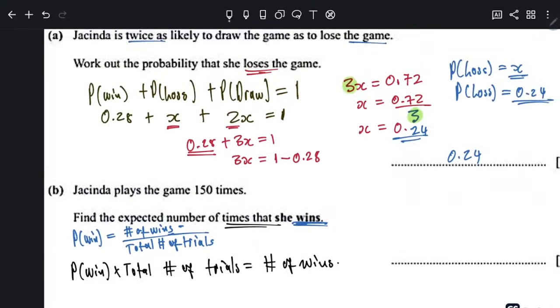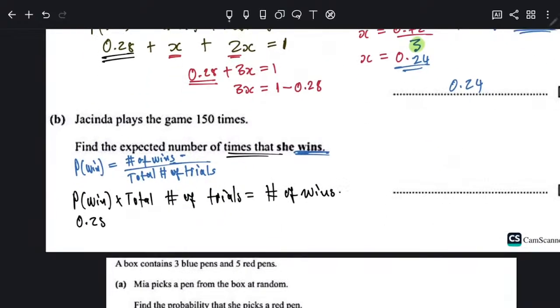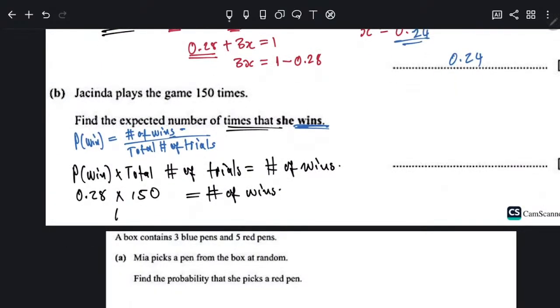We found the probability of a win. They told us 0.28. So 0.28 times the total number of trials, 150. What answer do you get as the number of wins? What's 0.28 times 150? 42 wins. So here you can put your 42 wins.